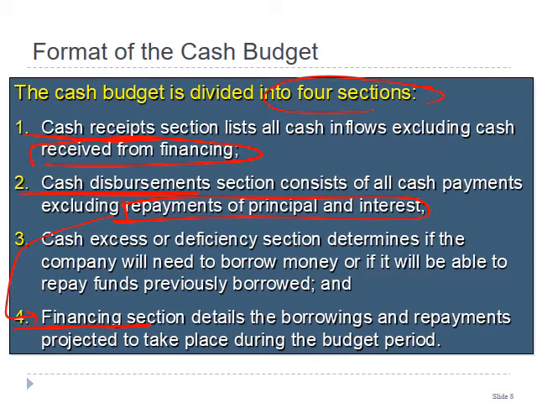And the third one is the cash excess or deficiency section, which determines whether we have a surplus or we have a need of money, or we need to borrow money. The last one is the financing section, which only tells you about the payment of interest and getting loans or finances.